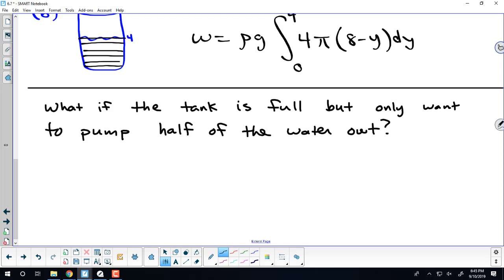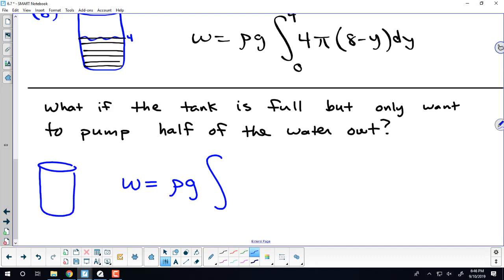What would the work formula look like? It would be the same, right? So the bounds change again. The tank is full of water, but we only want to pump half of it out. We only want to pump this half out. Our bounds go from 4 to 8. Everything else is the same.